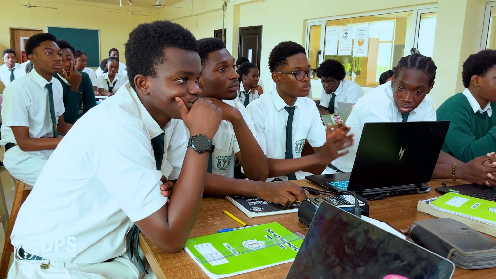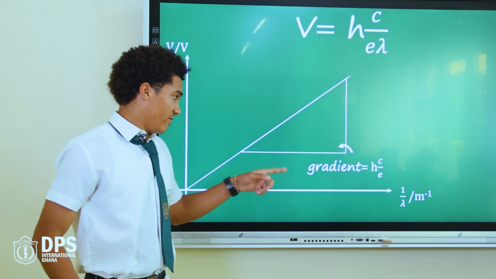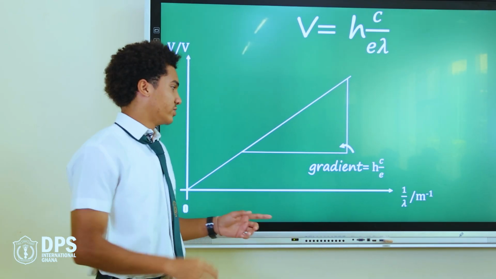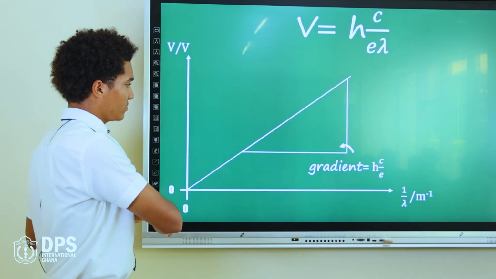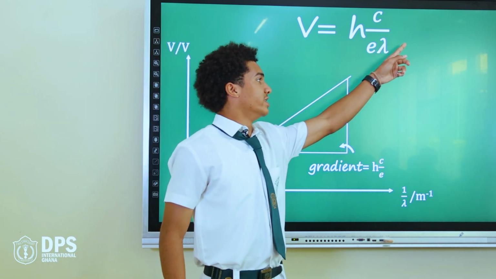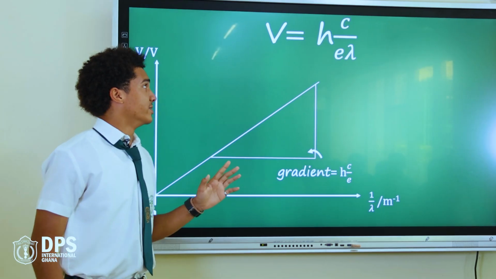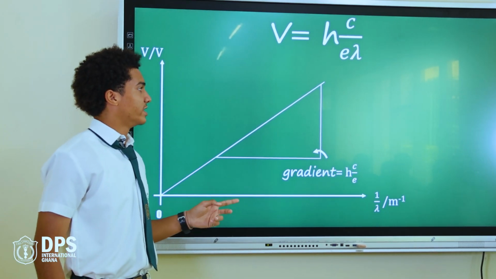The graph is plotted by plotting the voltage over the inverse of lambda, so 1 over lambda, so that it will be a straight line through the origin, since there's no intercept over here. Because if there was an intercept, it would not be through the origin, but since there's no intercept, it will go through the origin, and it will be a straight line.